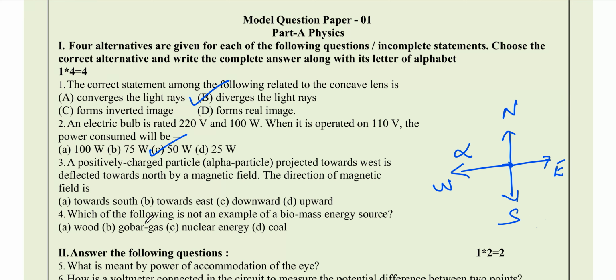Where is the deflection taking place? Towards north. Towards north we can see the deflection. Where is the alpha particle moving? Towards west. Where is the deflection? Towards the north. And the direction of the magnetic field, already the deflection is towards the north by a magnetic field, right?